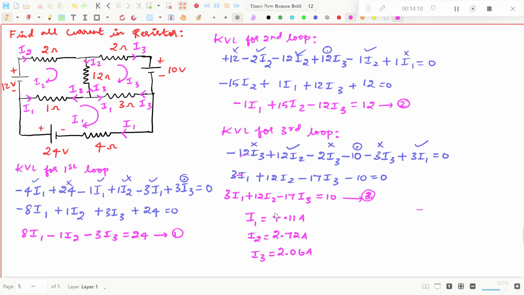Now what we need to find? We need to find this resistor's current, right? Now you see all 3 values we are getting in positives. So if all 3 values are positive, then whatever current directions we have assumed are correct. If these loop currents are negative, then the assumed current directions will be wrong. That we will see, right?